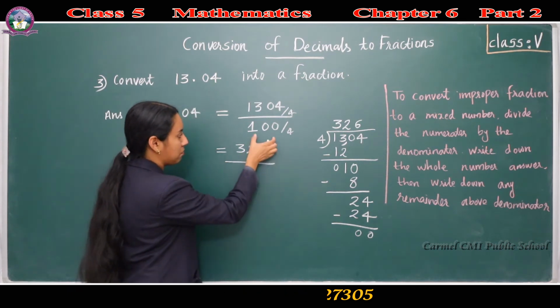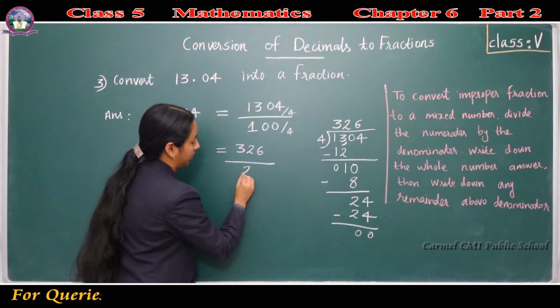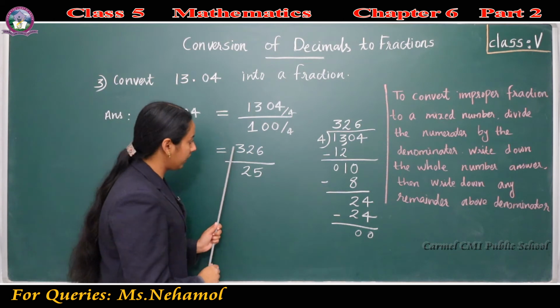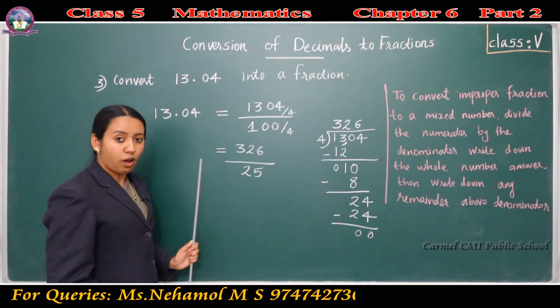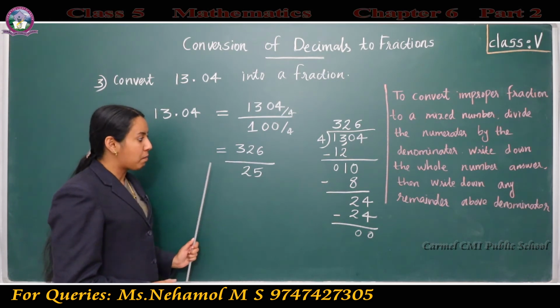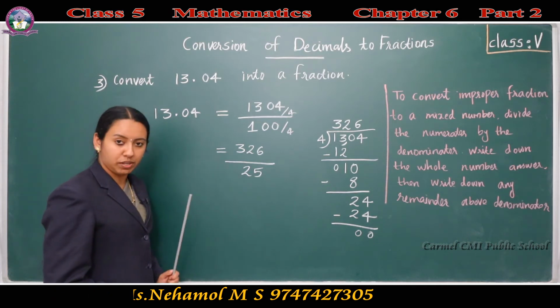326 divided by 25 is the lowest term, since 100 divided by 4 is 25. There are no other common divisors, but this is an example of an improper fraction.